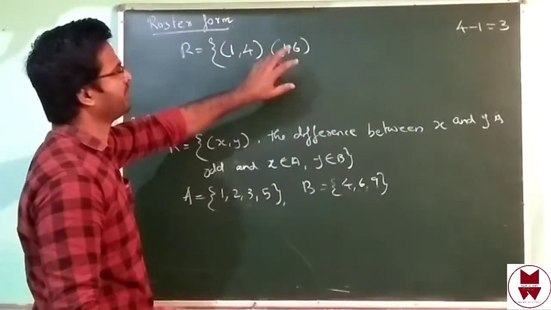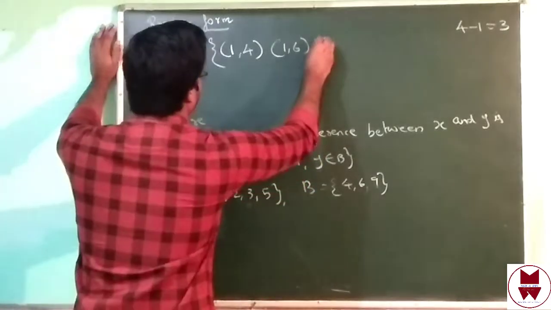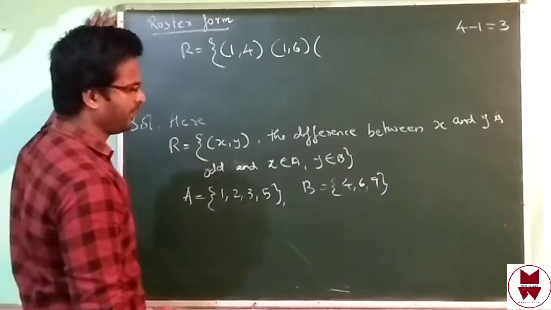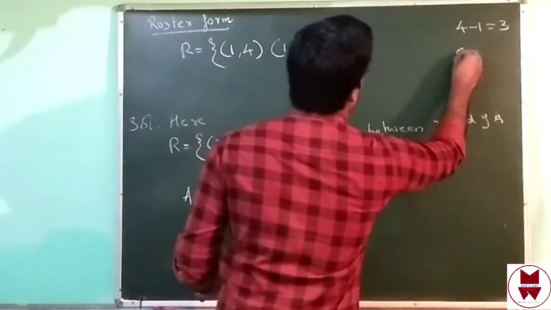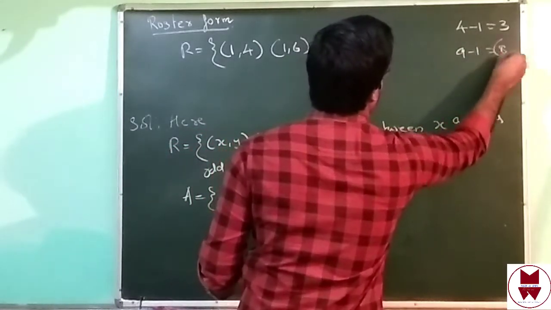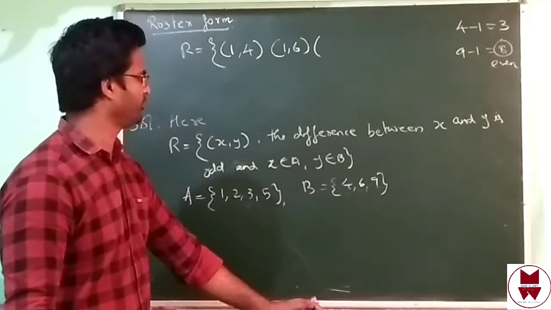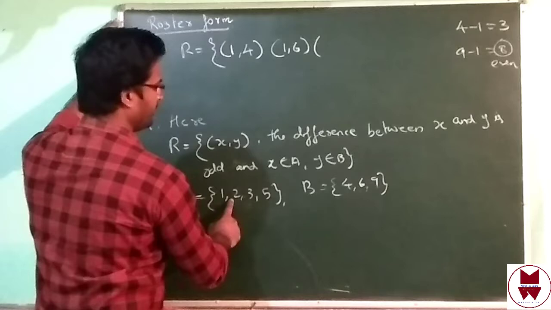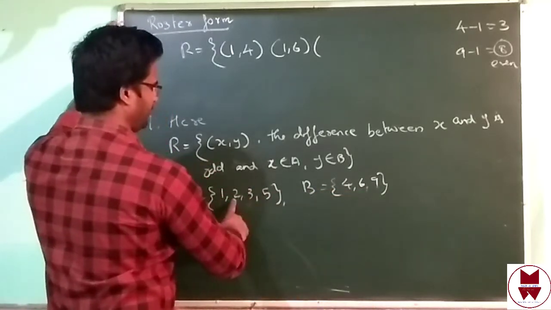Then 1, 6. Find the difference: 6 minus 1 is 5, isn't it? 5 is an odd number. Then 1, 9. Is 1, 9 possible or not? We cannot do it because 9 minus 1 is 8. 8 is an even number only, and we cannot take it because we need an odd number. Then next, 2, 4 is not possible, and 2, 6 also cannot.